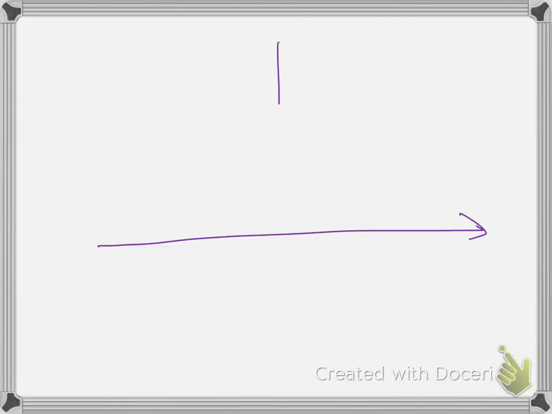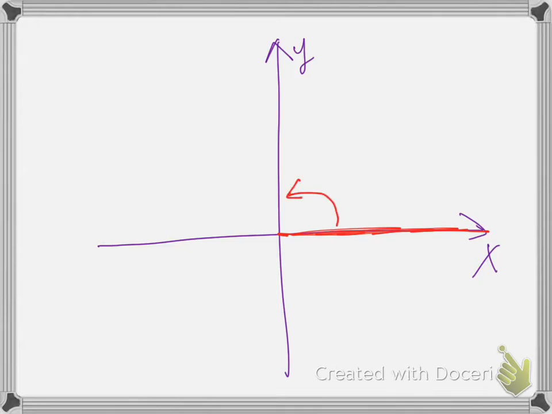Let's look at the xy plane. So the initial side of the angle is always this positive x-axis. Rotate this way is positive. Rotate clockwise is negative. So now the first one is the right angle. So this is 90 degree, right?